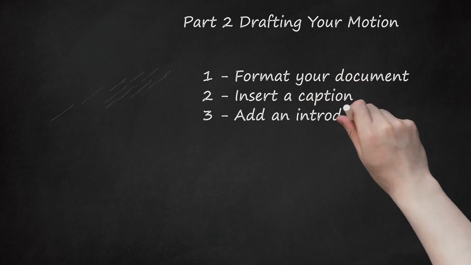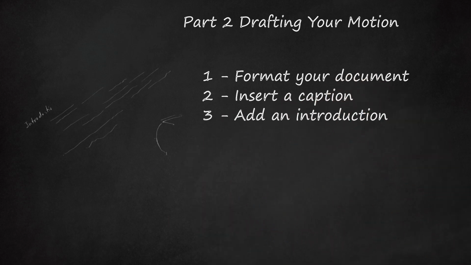3. Add an introduction. The introduction should be very brief. You should identify yourself and ask the court to set aside the judgment. You should also state the date on which final judgment was entered against you. Find your copy of the judgment, which should have been mailed to you. If you can't find it, then contact the court clerk for a copy.